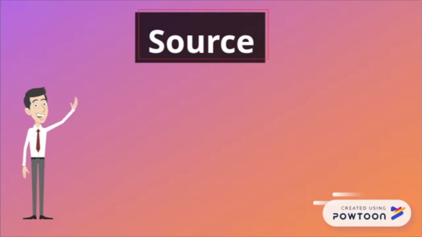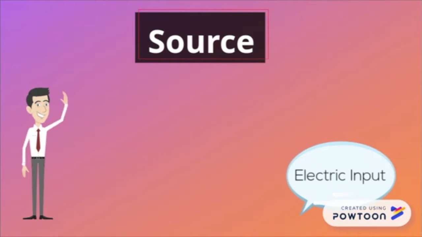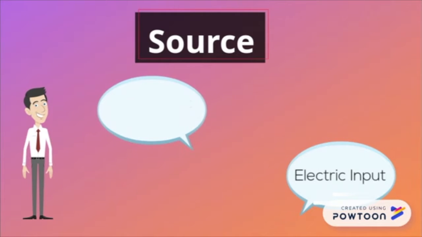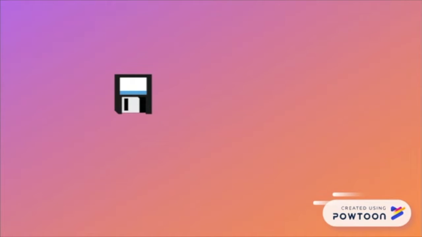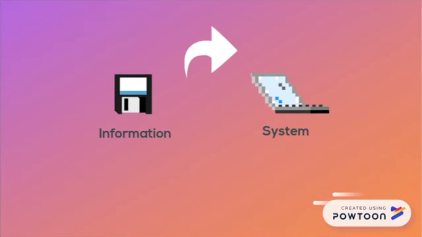The source can either consist of an electronic or non-electronic input, be that a voice or a mouse click or an MP3 file. The purpose of this source is to input information into the system. So the source is what accepts the information that you'd like to transfer, and it pushes it through the system to reach its destination.